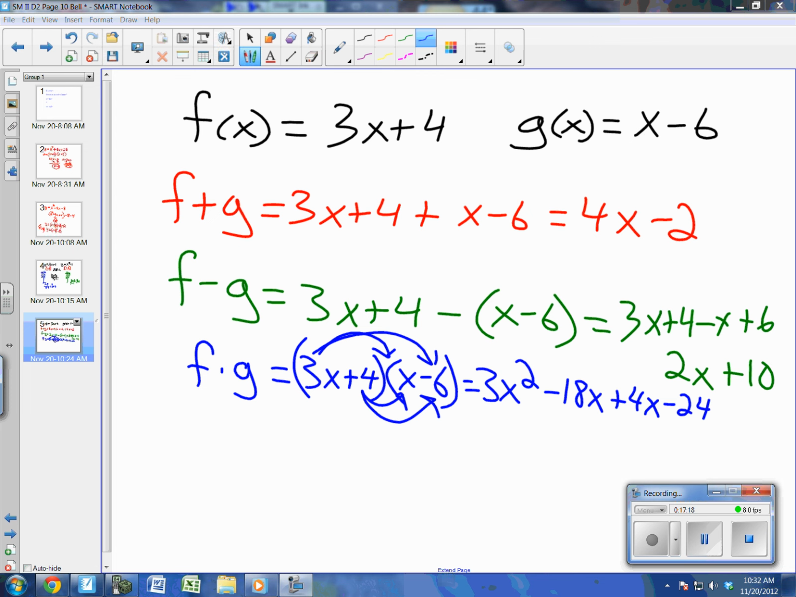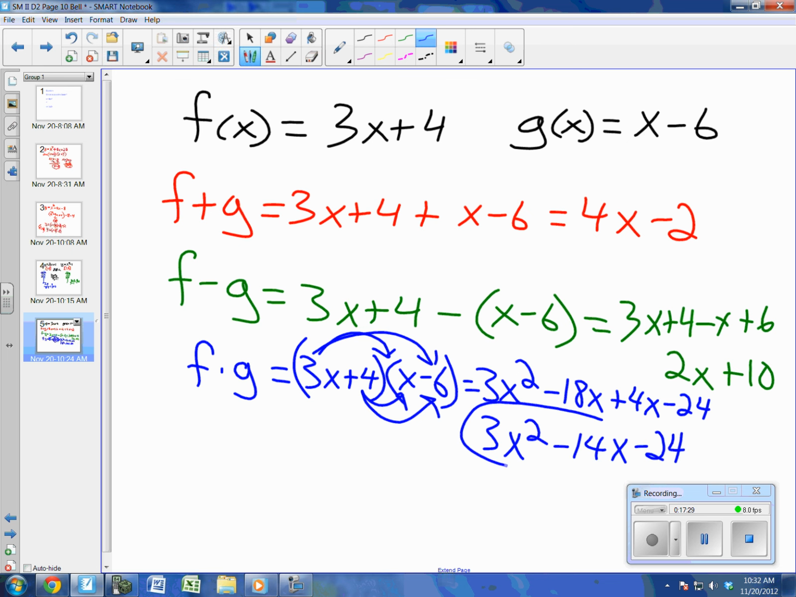Guys, if we combine like terms, yeah, 3x squared. Negative 18x plus 4x makes negative 14x. You guys, the middle term. And there's the answer. Any questions on that?